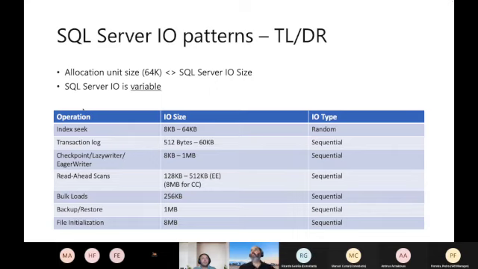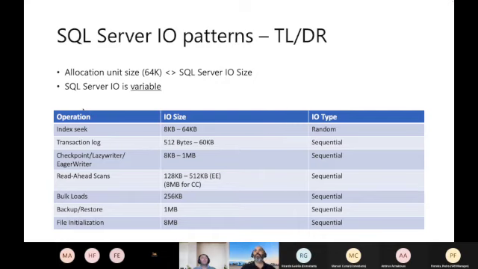So far we talked about SQL Server I/O patterns, how they use asynchronous I/O, synchronous I/O, scatter-gather API, etc. Now we will talk about SQL Server I/O size. The first thing to keep in mind is that the allocation unit size, the famous 64K used to format your NTFS volume, is different from the I/O size used by SQL Server. This is something important to keep in mind.